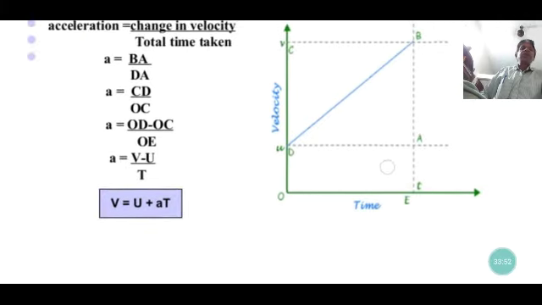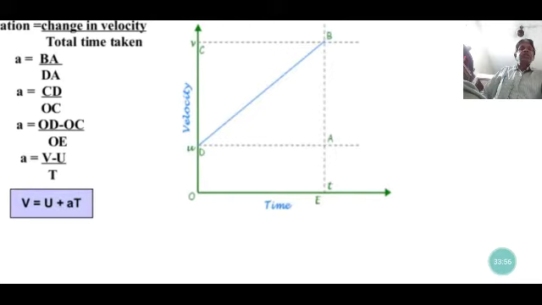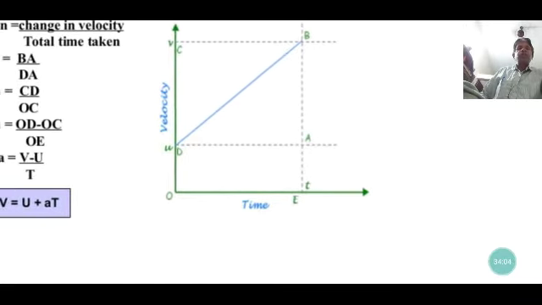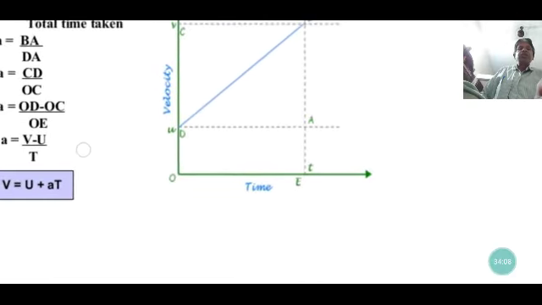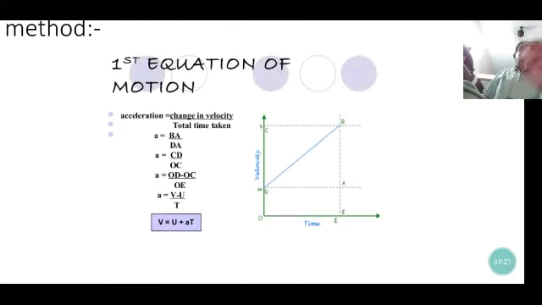Now a is equal to the slope. The ratio of this line and this line is v minus u, and this line is equal to time. Then v minus u is the perpendicular and t is the base. The ratio of perpendicular to base gives the slope, which is equivalent to acceleration. So we get v is equal to u plus at. It is the first equation of motion you have to learn.